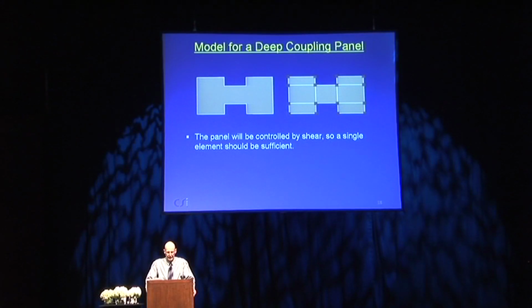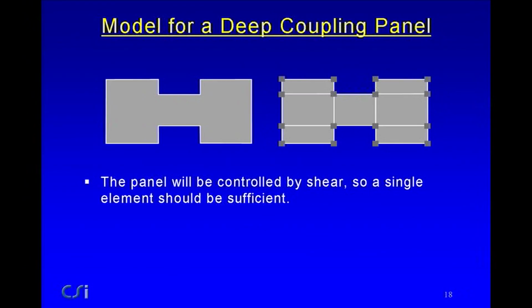So one of the things you would do would be to specify a beam that doesn't have any axial stiffness or any significant axial stiffness. On the other hand, in bending, it should be pretty stiff. A deep coupling panel is almost certainly controlled by shear, and a single wall element with shear should be sufficient.